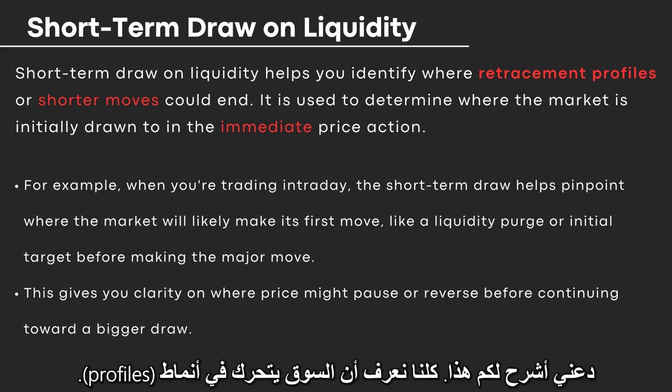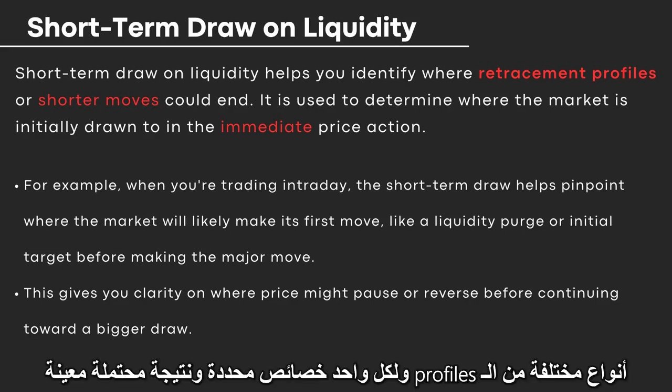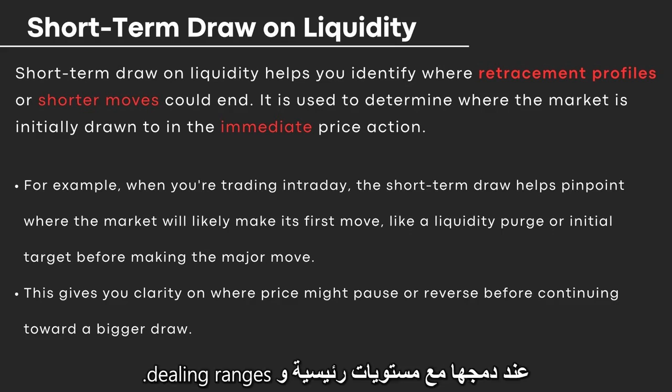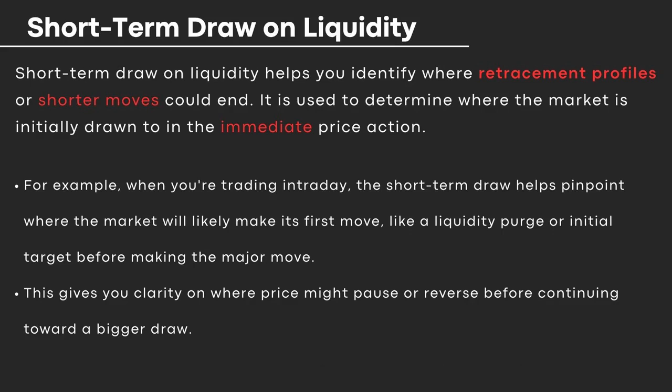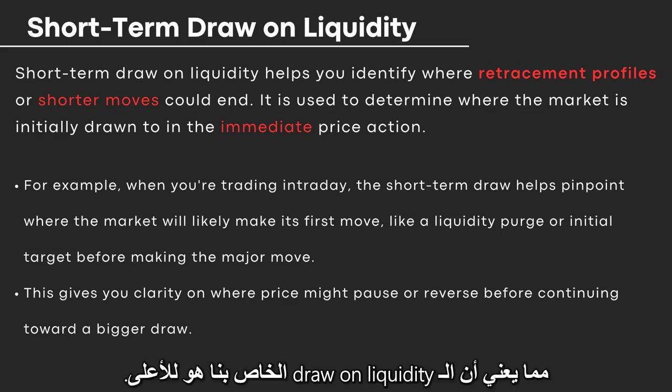Now let me explain this to you. We all know that the market moves in profiles, right? There are five different types of profiles, and each one has specific characteristics and a specific possible outcome when combined with key levels and dealing ranges, right? We also know that, let's say, if our target is higher or we are expecting the market to go higher to reach a key level on the higher time frame, right? Meaning that our drawn liquidity is higher.